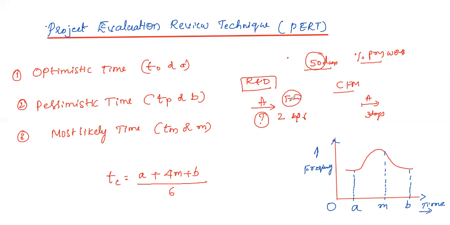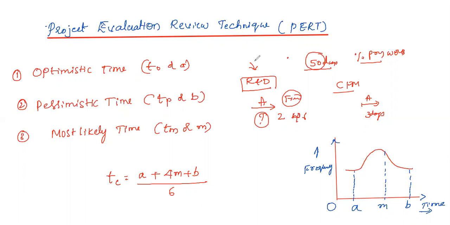When doing it for the first time, it is very difficult to tell the exact time required. It is not deterministic. In the case of CPM, activities are deterministic in nature, easy to identify and calculate, and the time required is easily available. But in the case of PERT, as I told, some of the activities are being done for the first time; this is a first project.